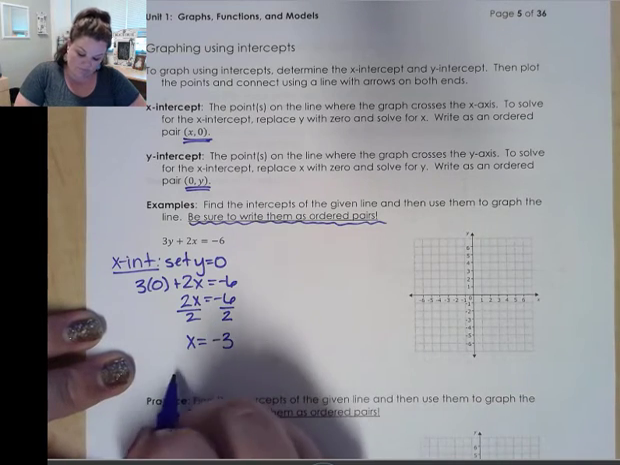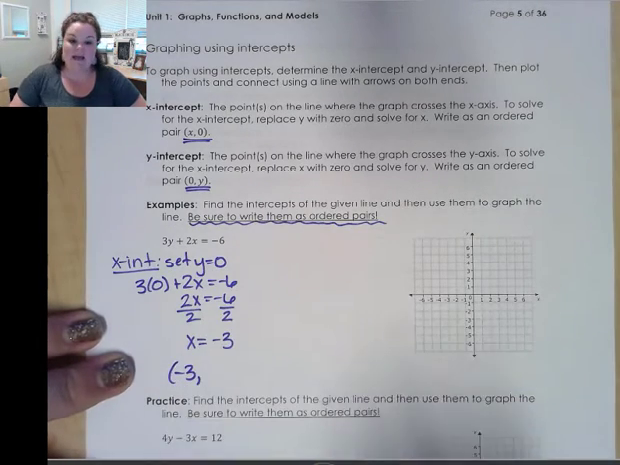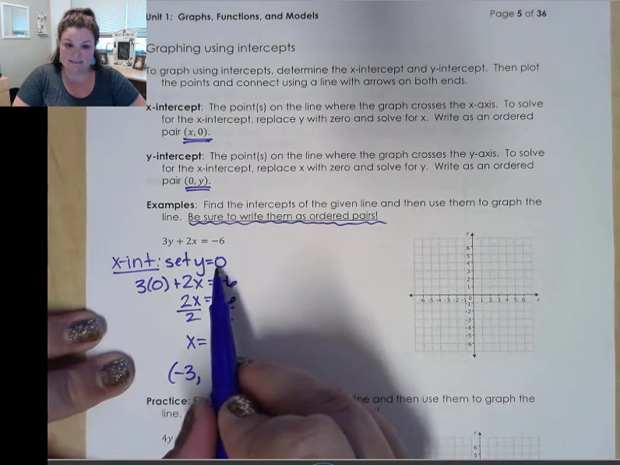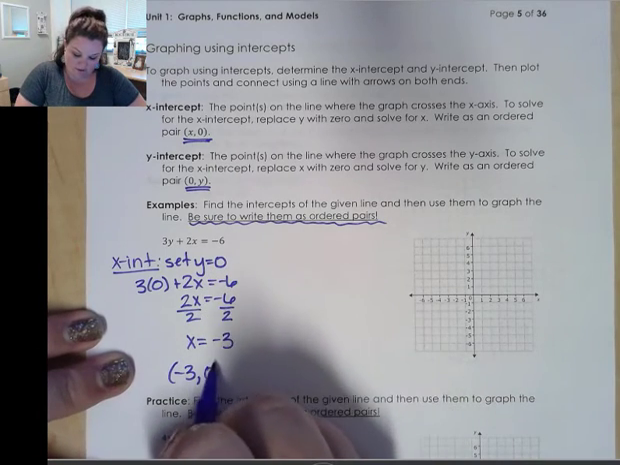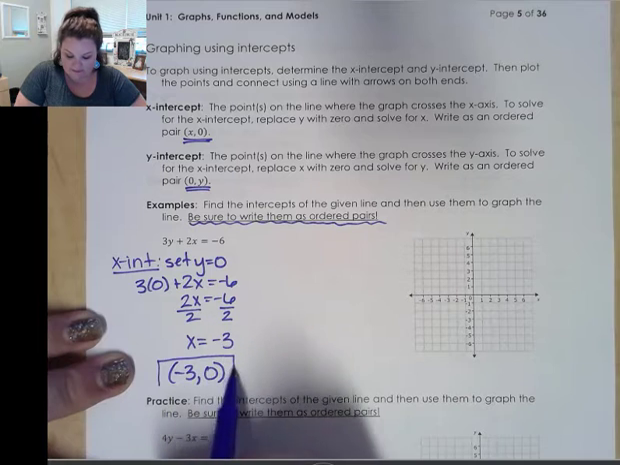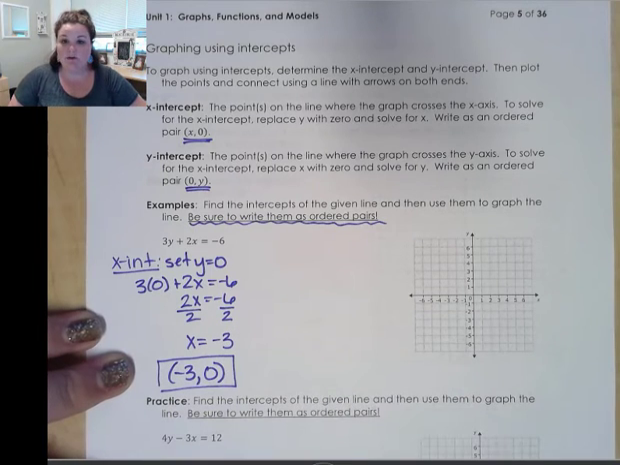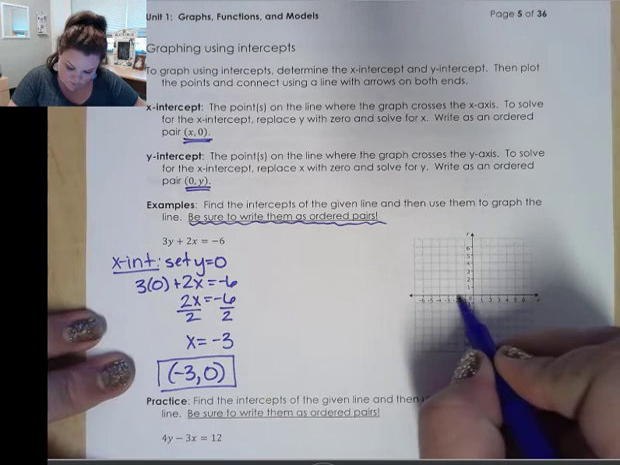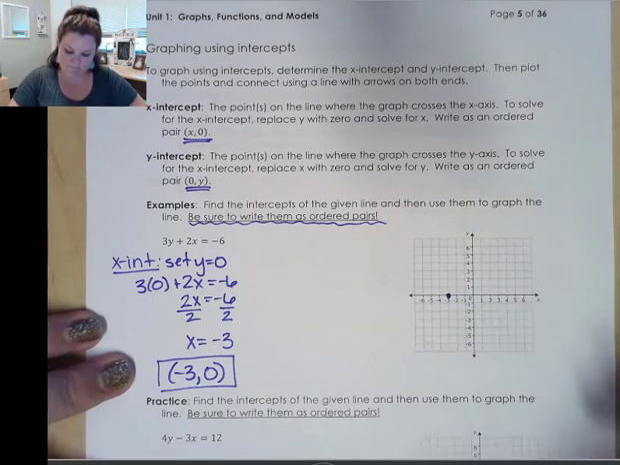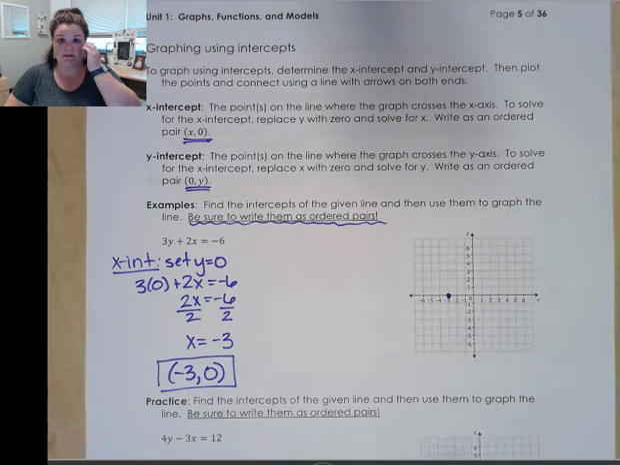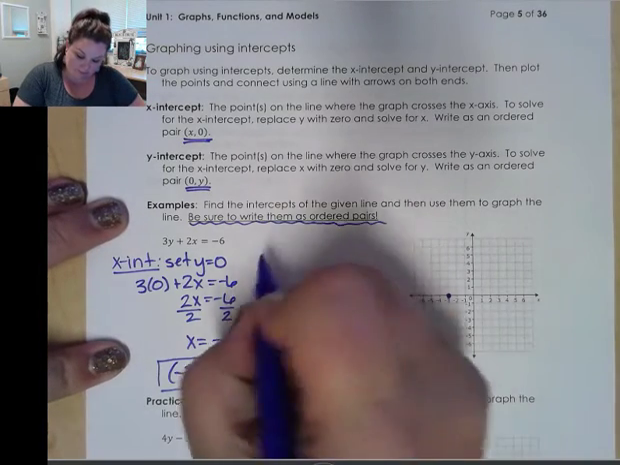So my x value is obviously -3, and we got that by plugging 0 in for y. So my y value is 0. So that's my x-intercept, and I'm going to go ahead and plot it on my graph. So on my x-axis, I'm going to go in the negative direction until I get to -3, and there's my x-intercept.